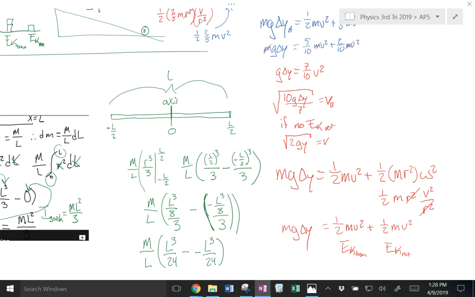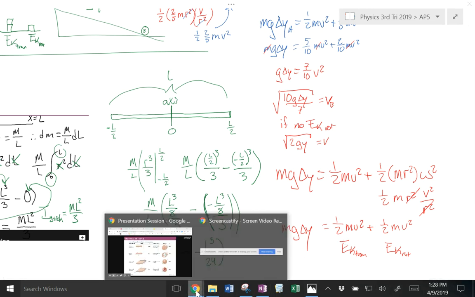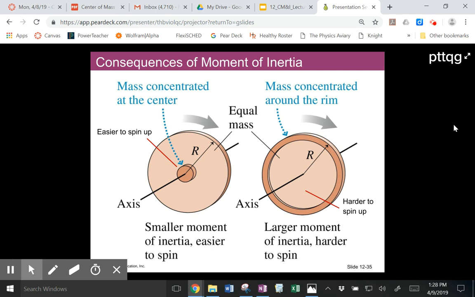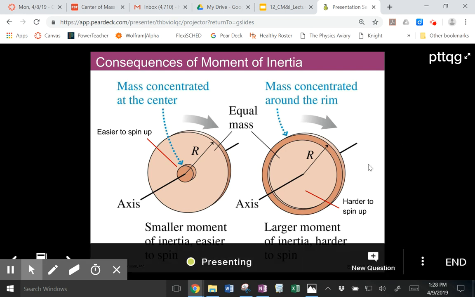All right. Is there other stuff on here? Okay. So again, larger moment of inertia, harder to spin, harder to stop spinning. And so that's why that flywheel is constructed this way with most of the mass concentrated out towards the end.